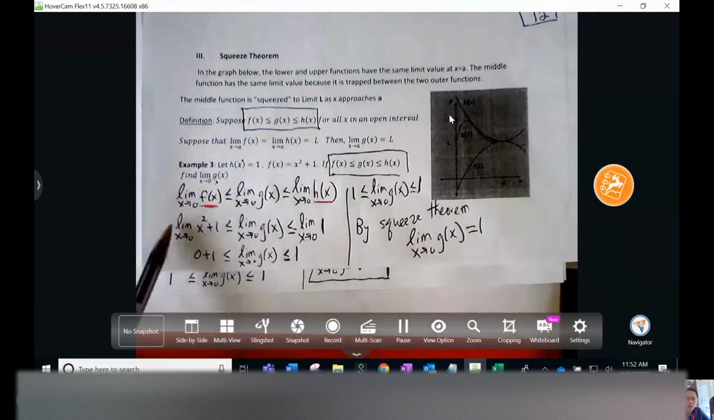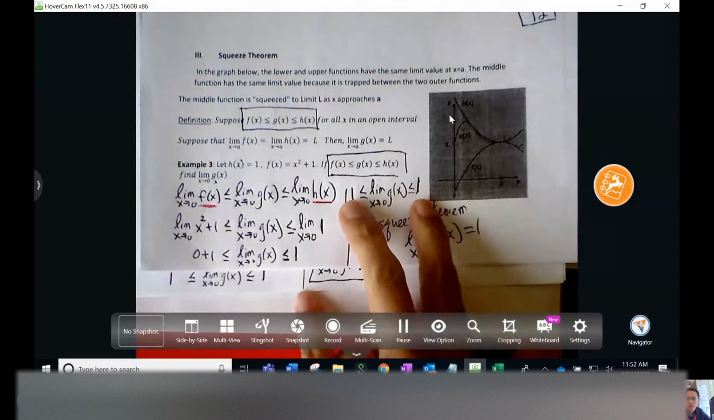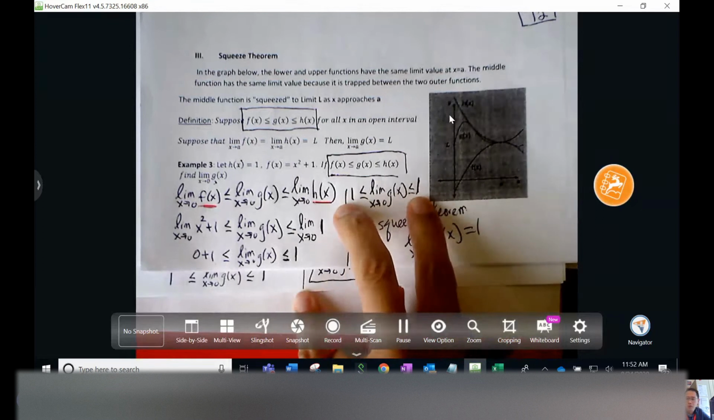Okay, any questions about the process that we went through? So let me ask you, what if these are not the same? What if one was showing 1 and the other is showing 3?